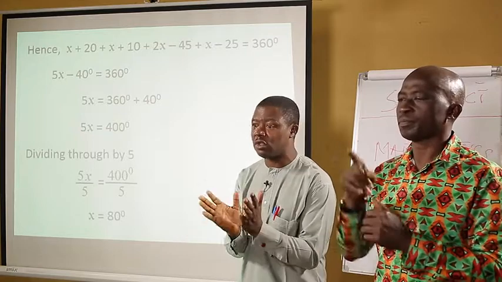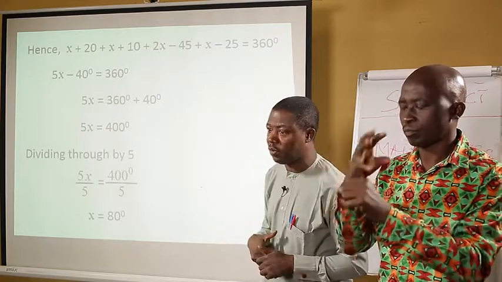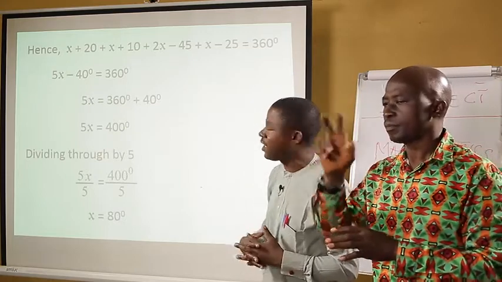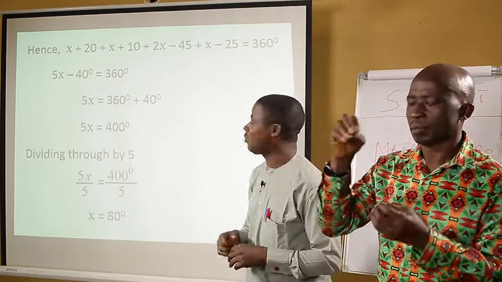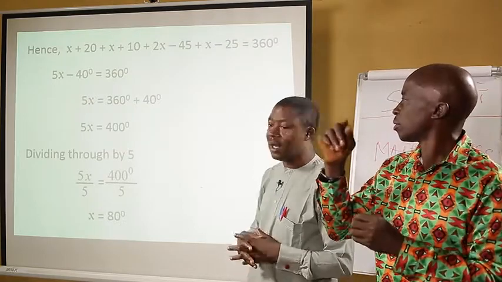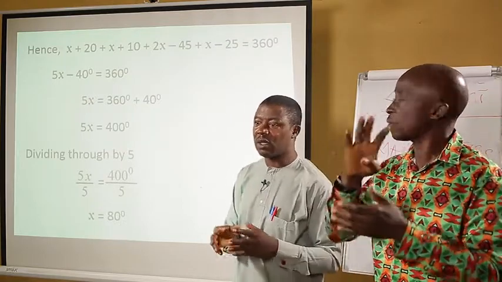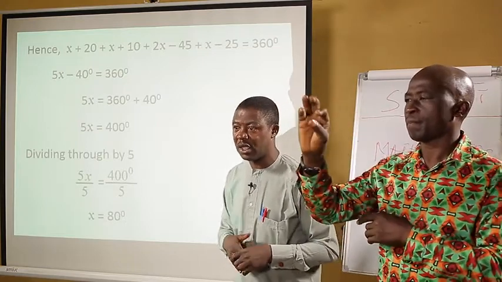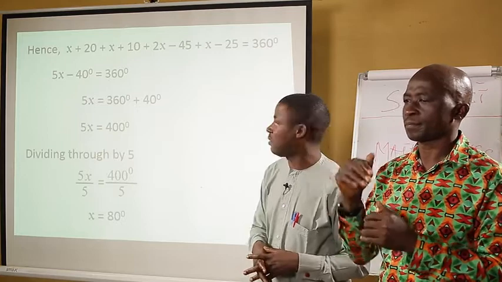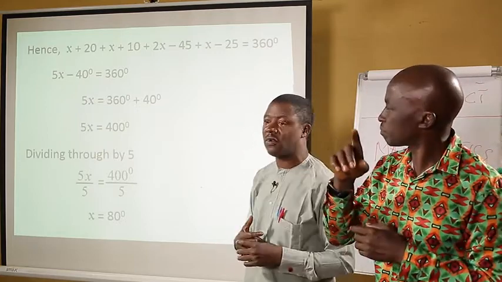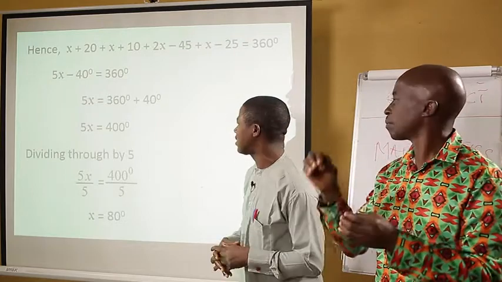So you need to just sum them up, and it will be equivalent to 360 degrees. Therefore, we have x plus 20, x plus 10, 2x minus 45, x minus 25 equals 360 degrees. By simplification, we have 1x plus 1x, 2x plus 2x, 4x plus another x, 5x.